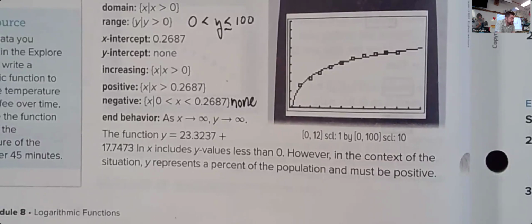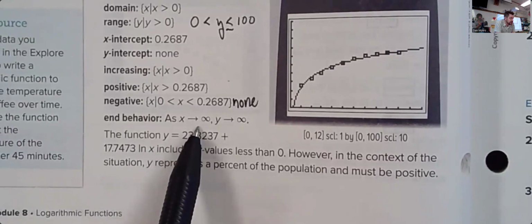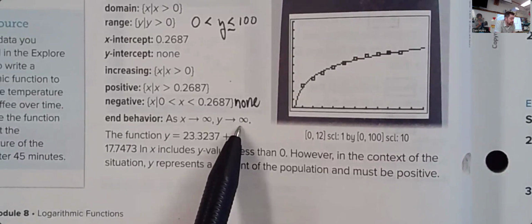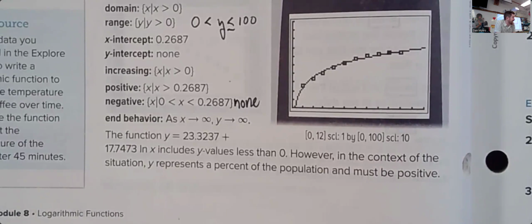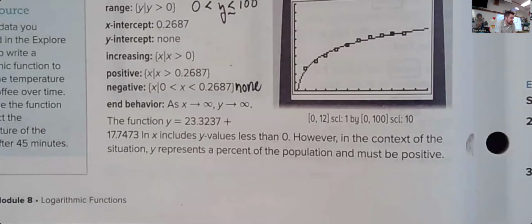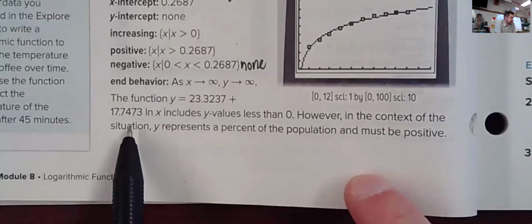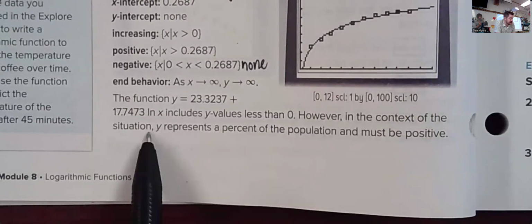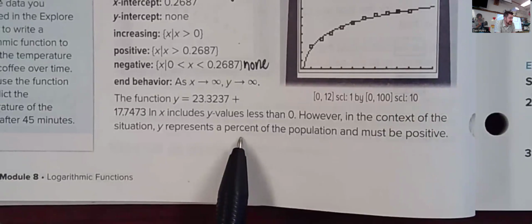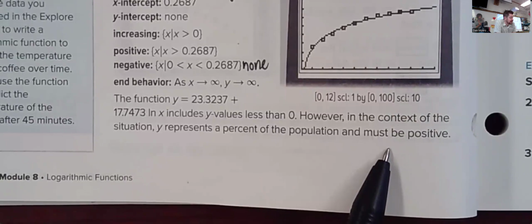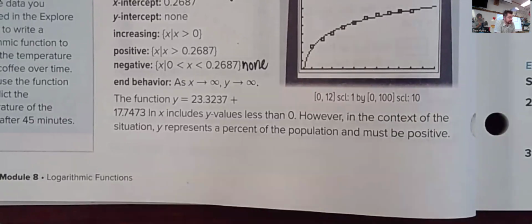The end behavior. As x goes to positive infinity, y also goes to positive infinity. That is true for the function. Just knowing that it can't go above 100 in terms of the reality of the situation. So it says, and even down here, it says this particular function includes y values less than 0. However, in the context of the situation, y represents a percent of population and therefore must be positive, as well as being no more than 100%. Cool. All right, that's all I got for it.